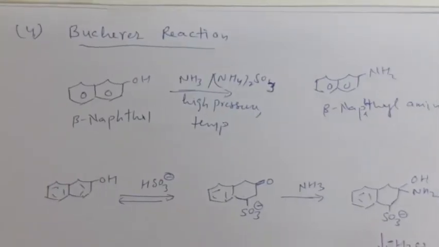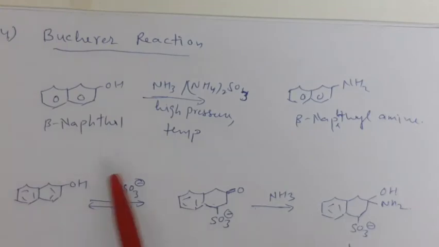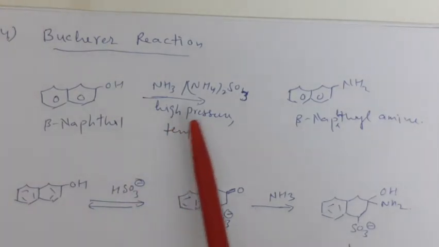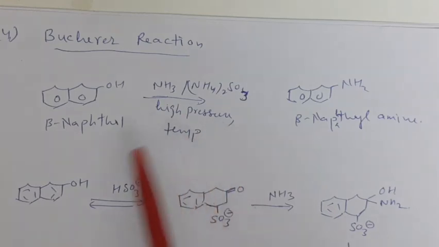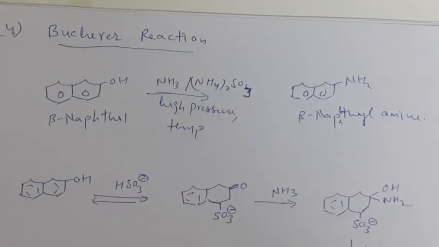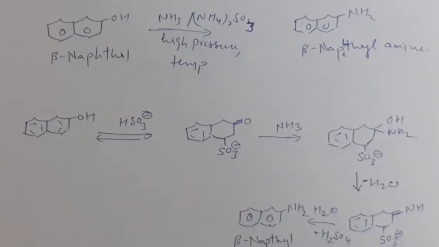Another reaction is also called the Bucherer reaction. In the Bucherer reaction, we studied that beta naphthol reacts with ammonia in the presence of ammonium sulfite, at high pressure and high temperature, and we get beta naphthylamine. If it is alpha naphthol, then we get alpha naphthylamine. The mechanism is like this.